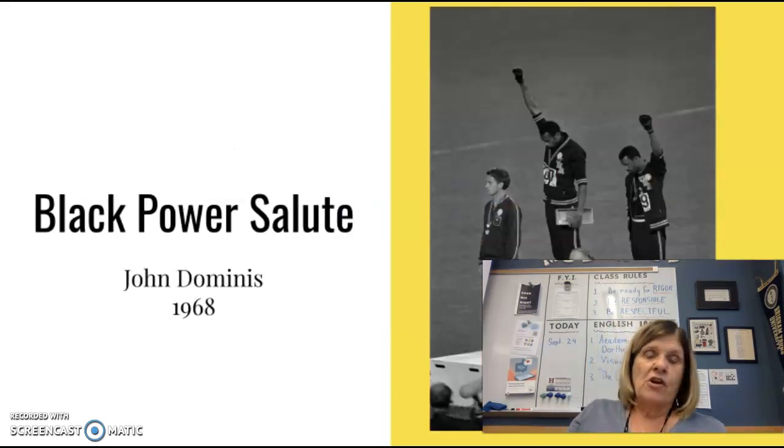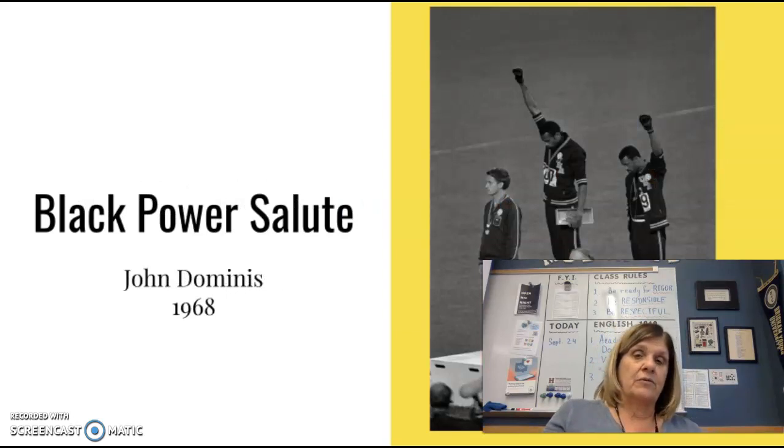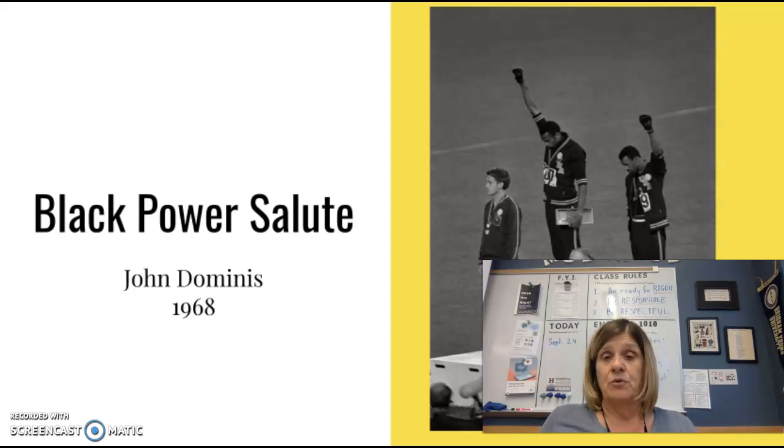Here is another image. So this is an image that went back to the Black Panthers at the time, because in 1968, when these two track stars received the gold and the bronze, they did the salute of the Black Panther movement.